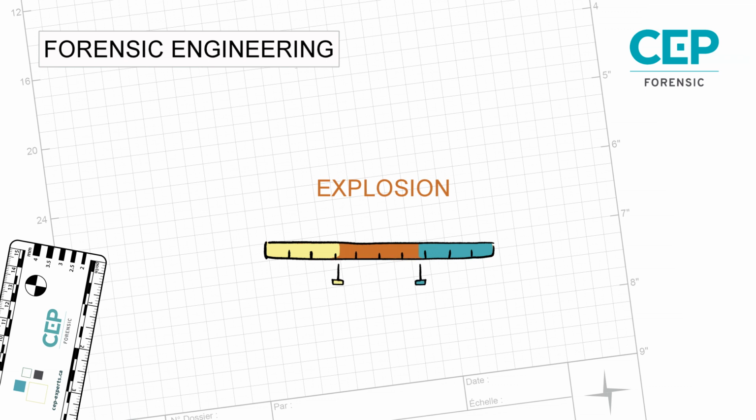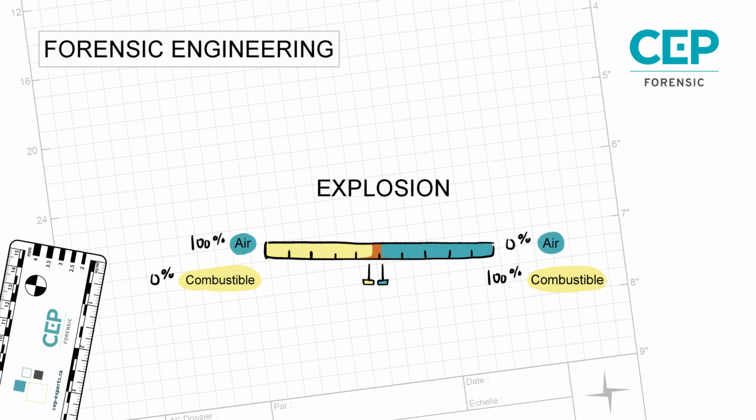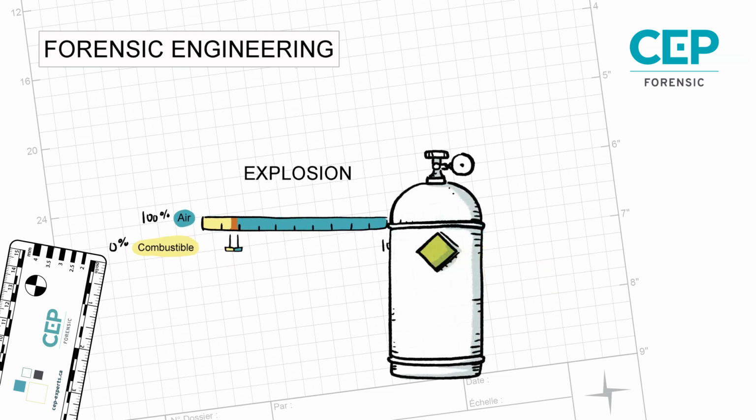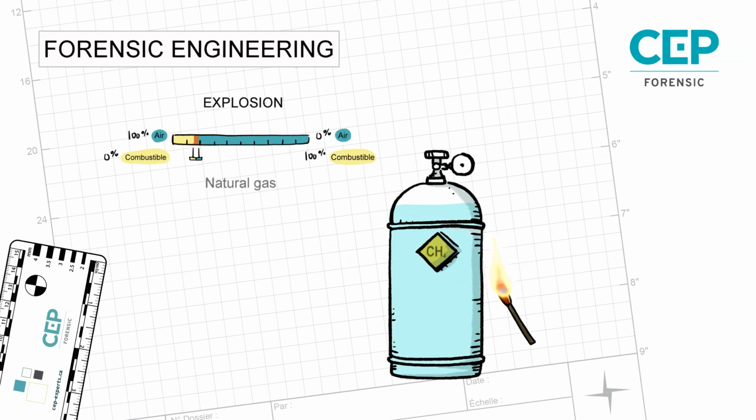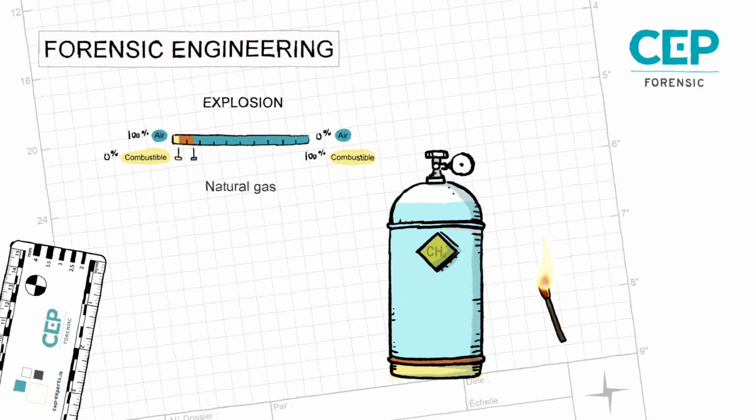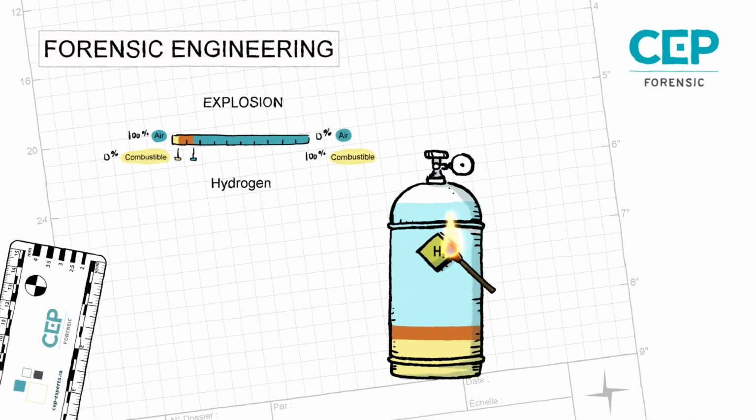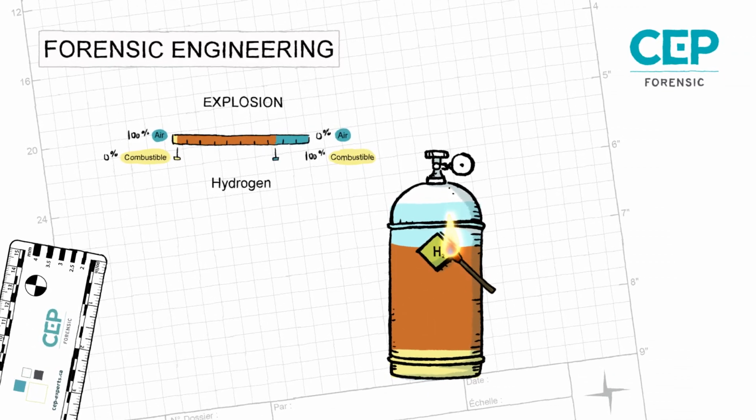Combustible explosions occur in the presence of an optimal mixture of combustible gas and ambient air. If the mixture is too rich or too lean, there will be no explosion or ignition. For example, for natural gas, the flammable limit as a percentage of volume in air is between 4.5% and 14%. Hydrogen, on the other hand, has a very wide range between 4% and 75%. It is therefore more dangerous than natural gas.